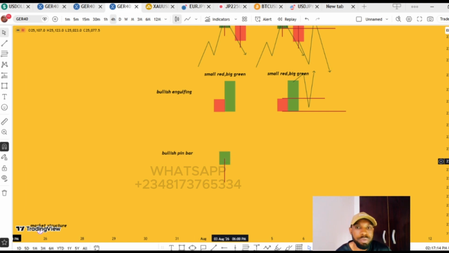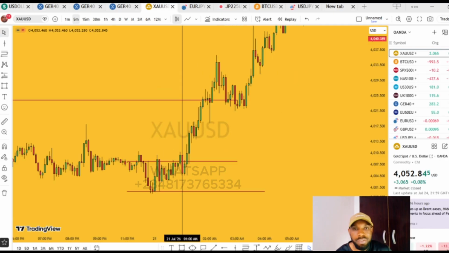This is a bullish pin bar. Why is it bullish? The body is facing up, and the longer wick is down. All right, in the application, let's see.